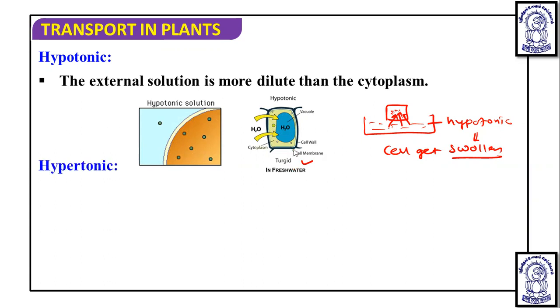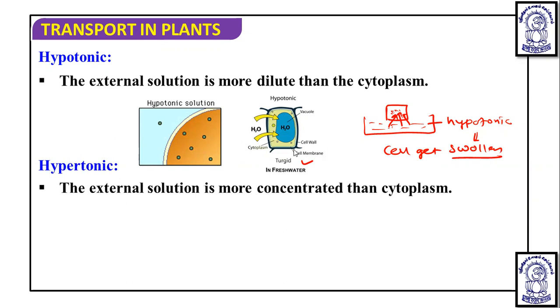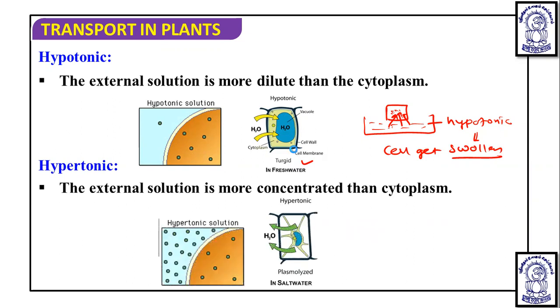The swollen cells become turgid in the hypotonic condition. Whereas in hypertonic, the external solution is more concentrated than the cytoplasm, and if the external solution is more concentrated, the water will go out. So suppose this is a cell, and this is a hypertonic solution.